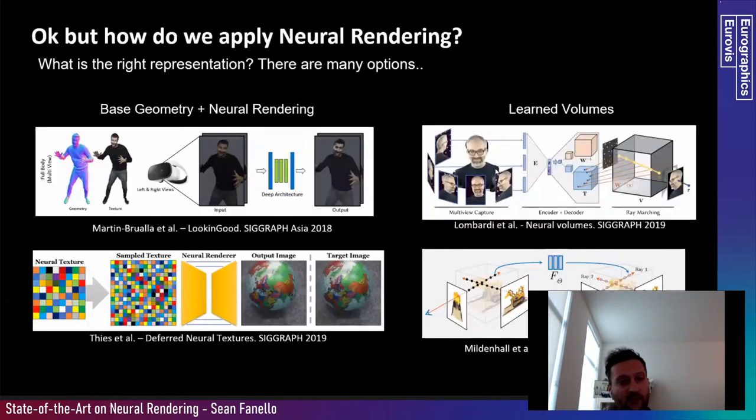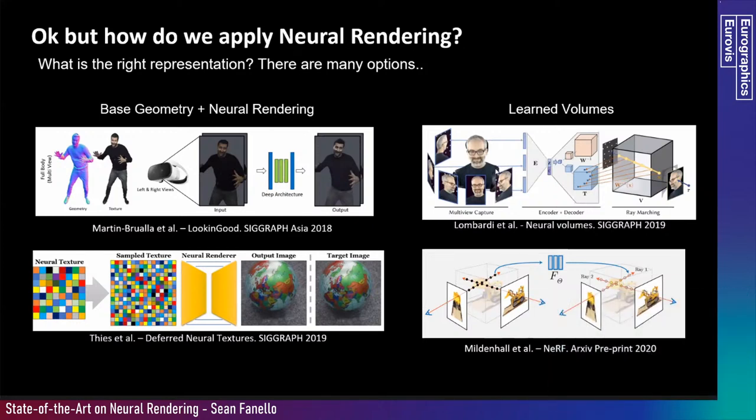Now, where do you apply neural rendering in such a pipeline, right? We've seen a pretty good overview from Vincent of the various techniques. Here, I want to briefly mention two different approaches. One approach is usually to start from a base geometry, from a certain mesh or a certain parameterization of your 3D space, and then apply your rendering on top. The other approach consists instead of learning the volumes and the 3D representation directly from the images. There isn't a right answer here. There are pros and cons for each of these methods.